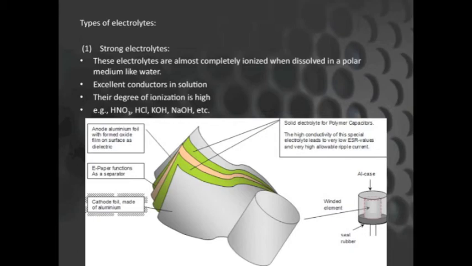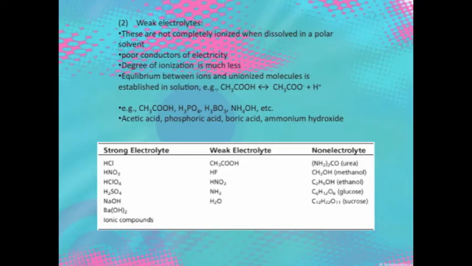The second type of electrolytes is the weak electrolytes. They are not completely ionized when dissolved in a polar solvent. They are poor conductors of electricity, and their degree of ionization is much less. Equilibrium between ions and unionized molecules is established in solution. Some examples of weak electrolytes are acetic acid, phosphoric acid, boric acid, and ammonium hydroxide.